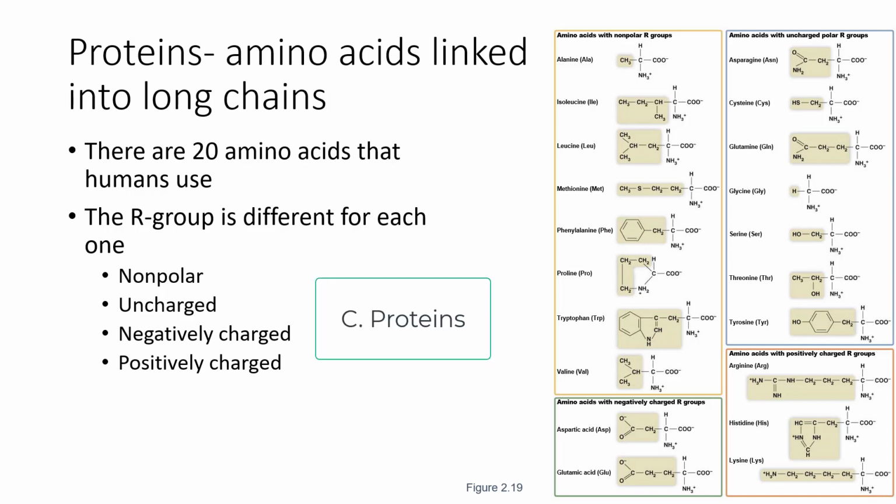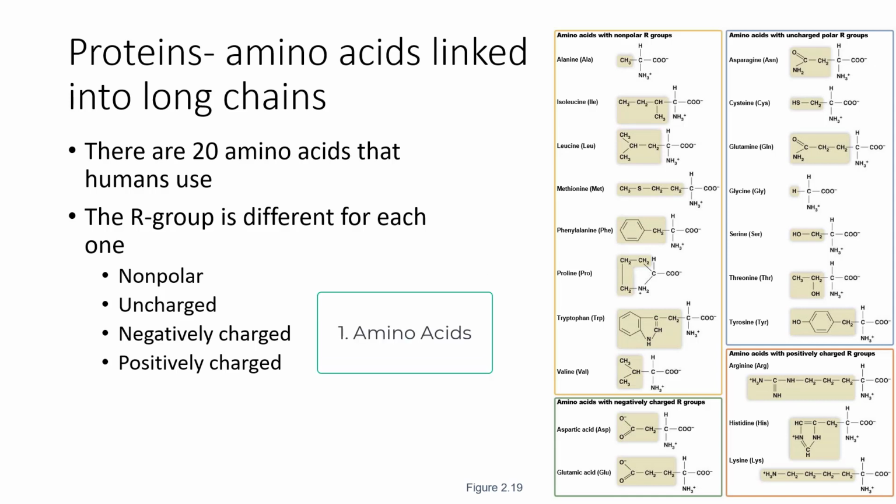Proteins are amino acids, shown here, linked together into long chains. There are 20 types of amino acids that humans use to make proteins. They all have an amino group, NH3, and an acid group, COOH, shown here as COO- because it has already donated its H. It is an acid. It gives an H+ away.